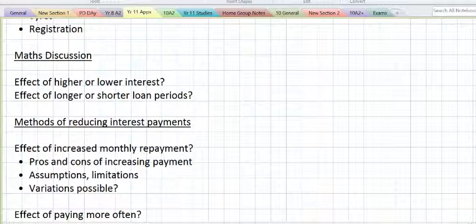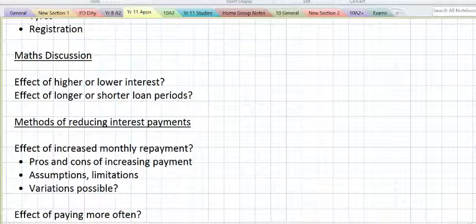Most of you will have found the more you pay each month, the less you have to pay overall, which is cool, but again there's a balance because you might not be able to afford that much each month, and that's a limitation. So the limitation is perhaps that's not affordable each month.